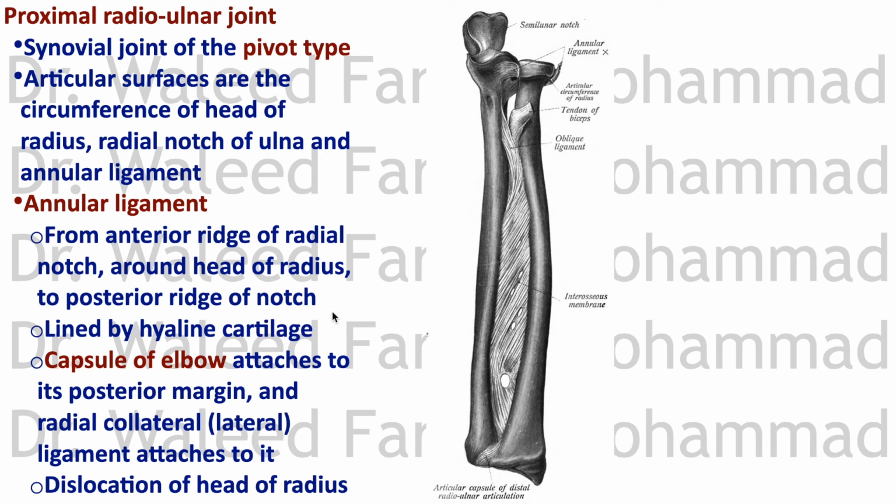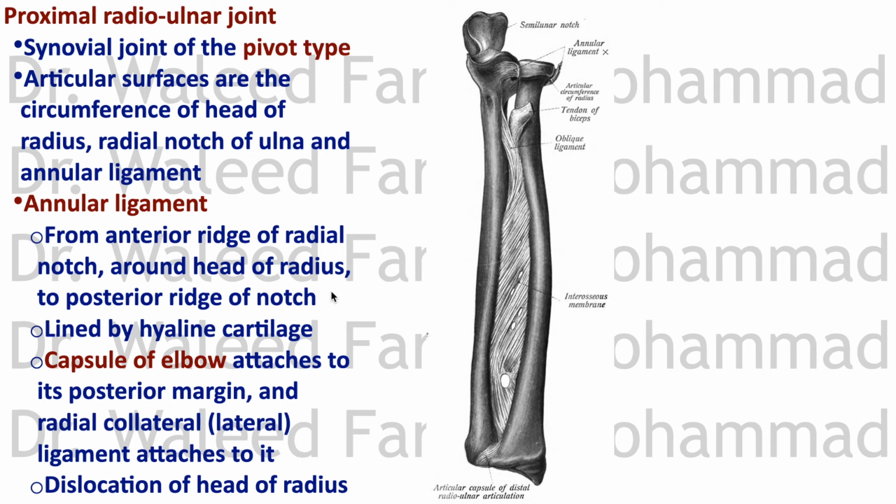It's lined by hyaline cartilage because it's a joint there, and the capsule of the elbow attaches to its posterior margin. The radial collateral ligament attaches to it too. See, we've mentioned this point before.